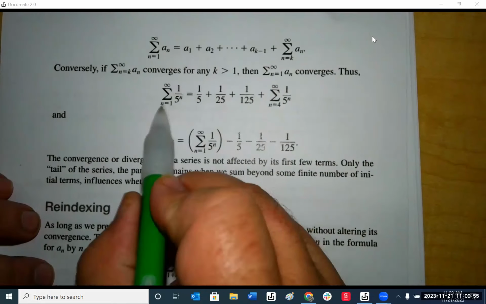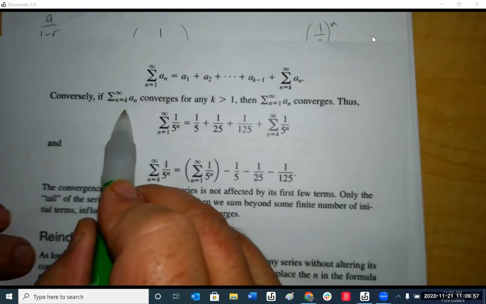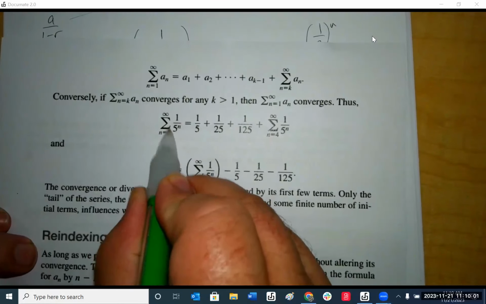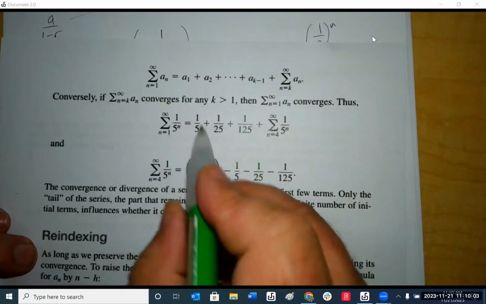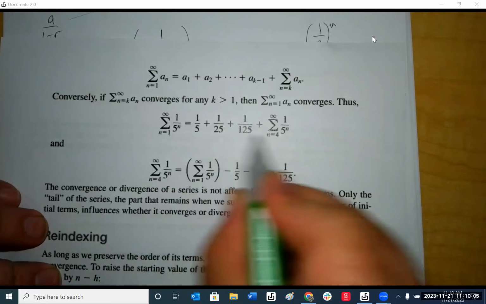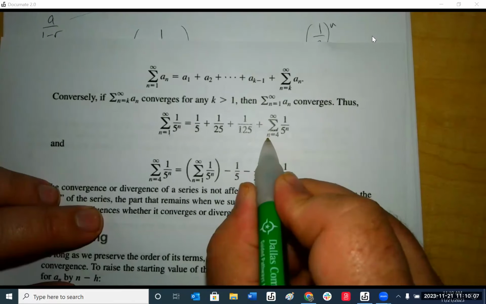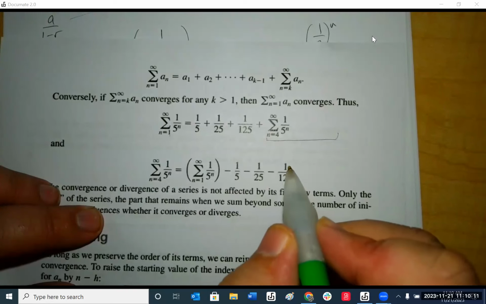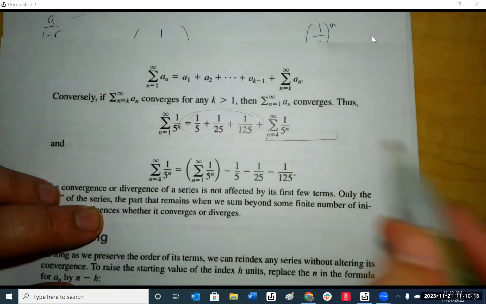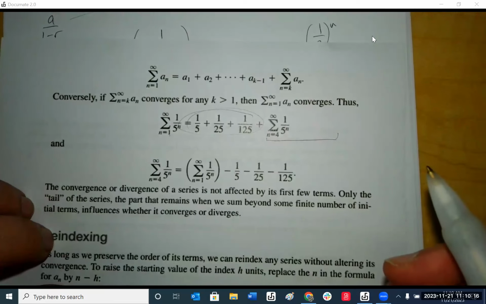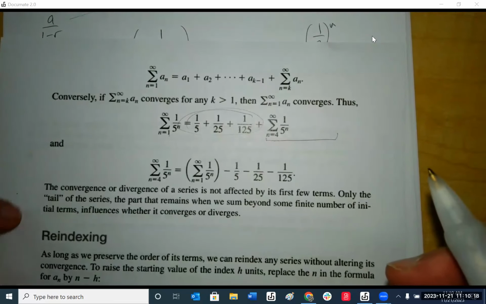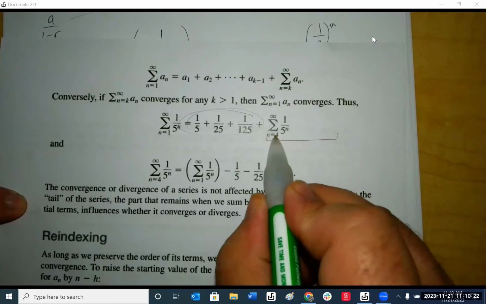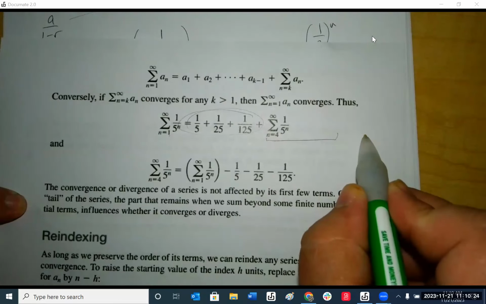So now what this means is, with our series here, let's look at this one. It starts at 1 to infinity, so that's going to go forever. But if we want to stop at 4 and have another series, these first terms aren't going to do too much. It doesn't affect the convergence or divergence. What affects it is what happens further on down.